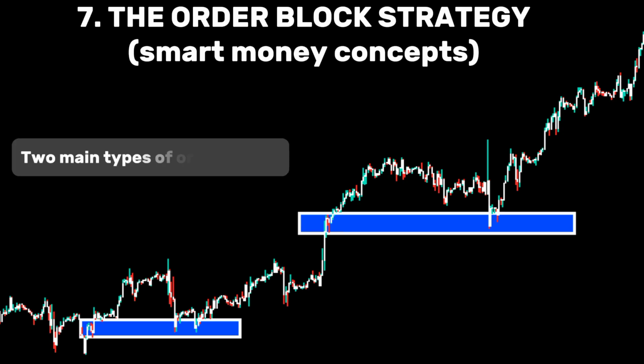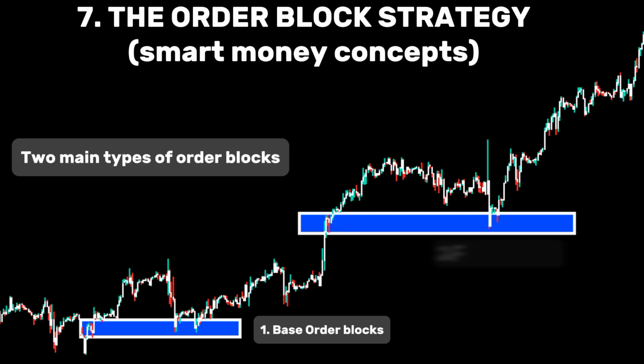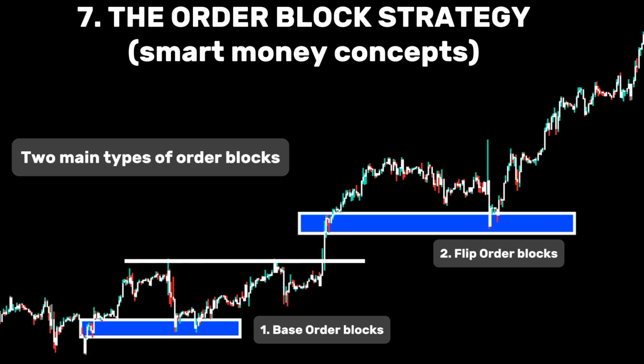There are two main types of order blocks. We have the base order block and the flip order blocks. A base order block is found at the beginning of price movements, before price returns to it, and the flip order block is found at flip zones, which is at the point of a breakout, or after a breakout, at a support or resistance zone. There are a lot of strategies associated with order blocks and smart money concepts, and it's like a whole new world on its own.